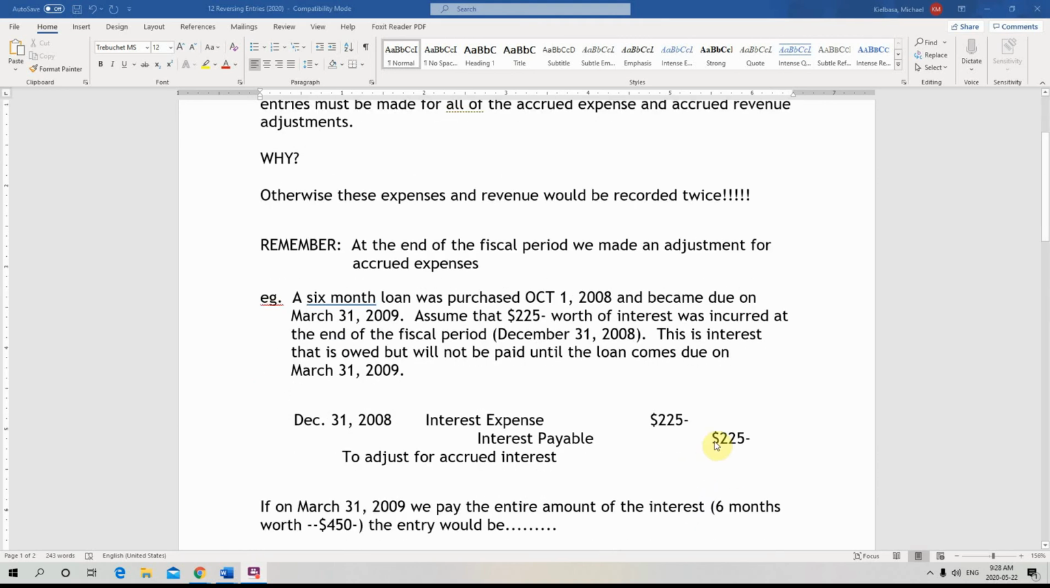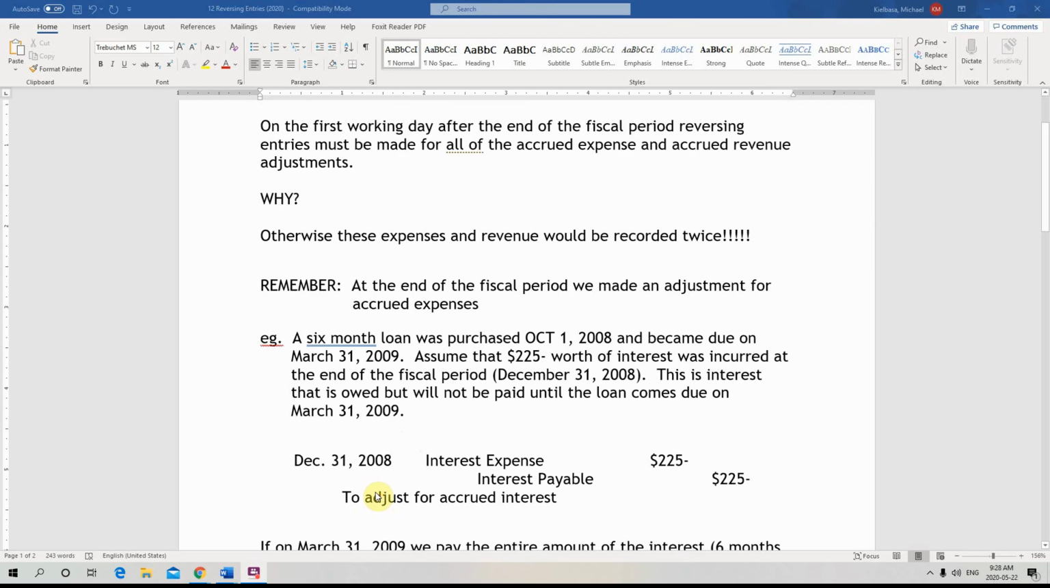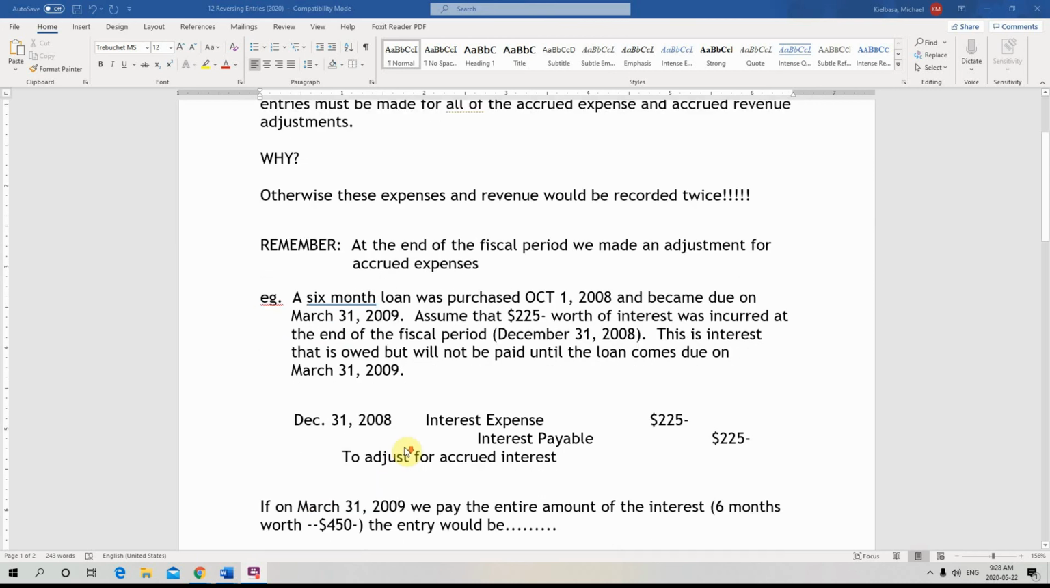Now, let's assume that we move into 2009, our new fiscal period, and we pay the entire amount of the interest, so 6 months' worth. We're going to pay $450. So our cash is going to go down $450, and we're going to debit interest expense. On March 31st, interest expense would be debited and cash would be credited because we're paying the interest on the loan.